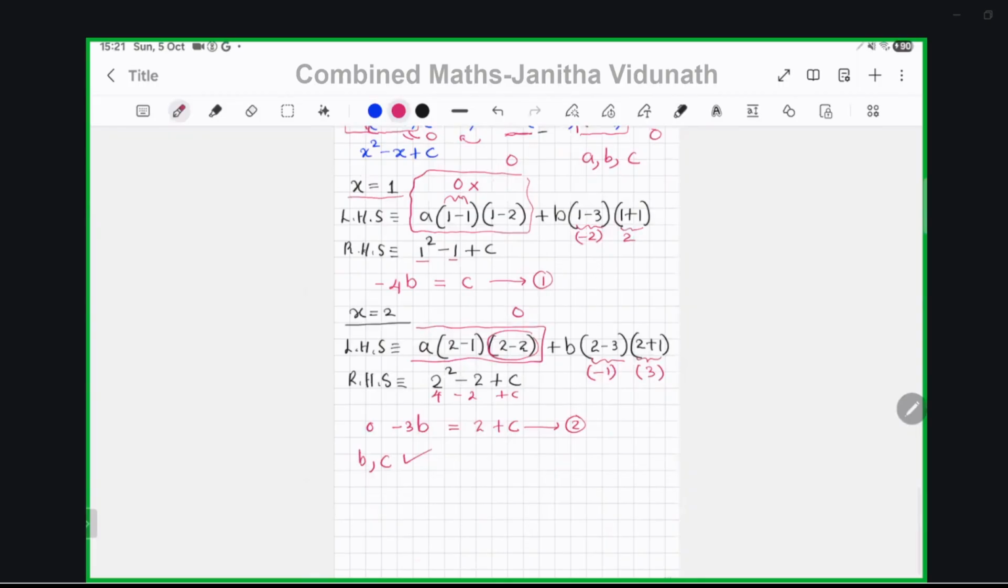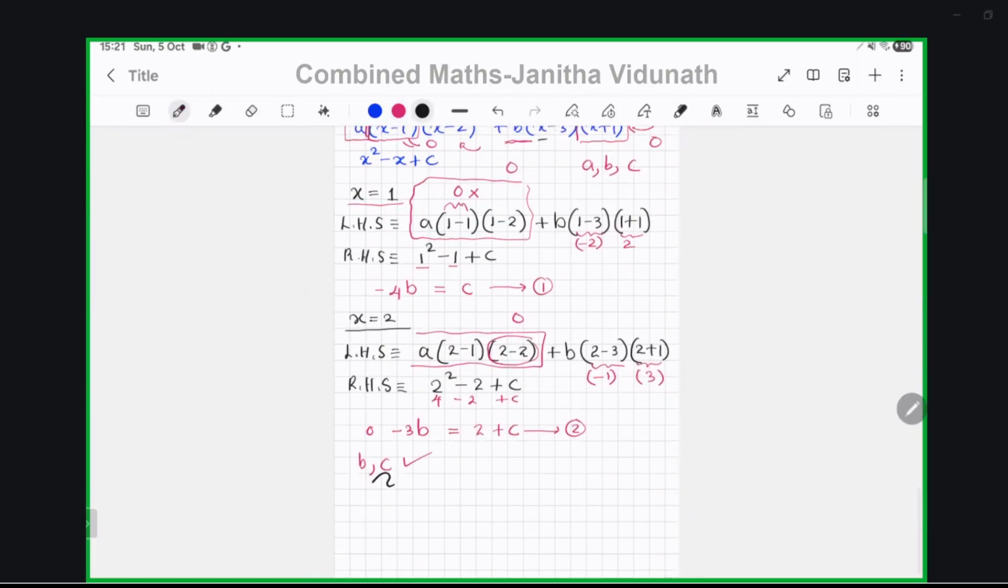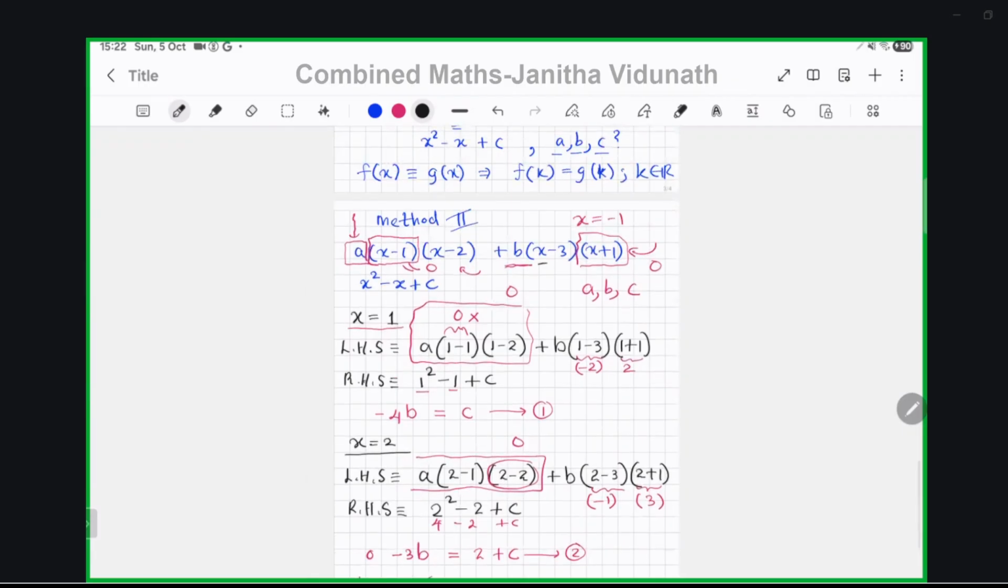Okay, if we substitute x equal minus 1, then on our left hand side we get a times minus 1 times minus 1 minus 2 plus b times minus 1 minus 3 times minus 1 plus 1. Simply I substitute x equal minus 1 for all the x's.